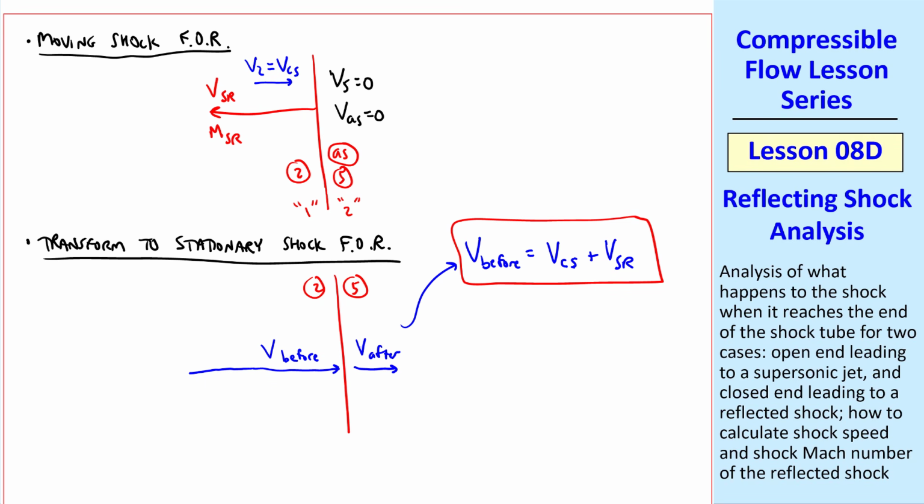This is a high speed. Similarly, V after is V5 or VAS after the shock plus VSR. But VAS is 0, as we've pointed out here.